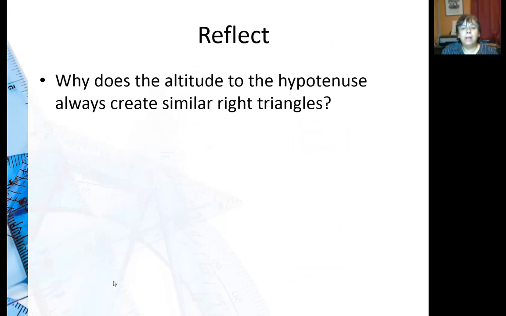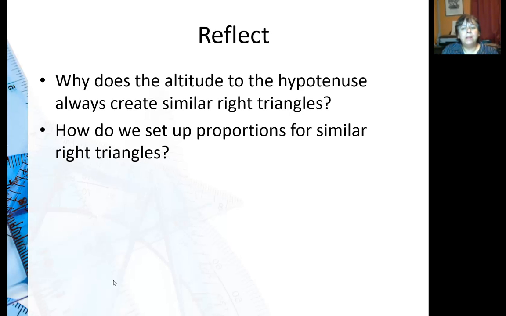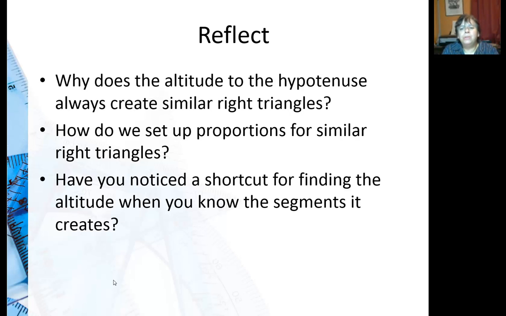So for further reflection, why does the altitude to the hypotenuse always create similar right triangles? And how do we set up proportions for similar right triangles? It's very important to remember that you really want to draw all 3 triangles separately. Otherwise, these can be incredibly confusing problems. And also, if you noticed a shortcut for finding the altitude when you know the segments it creates. Well, if you want to check that out, it's actually in your textbook.